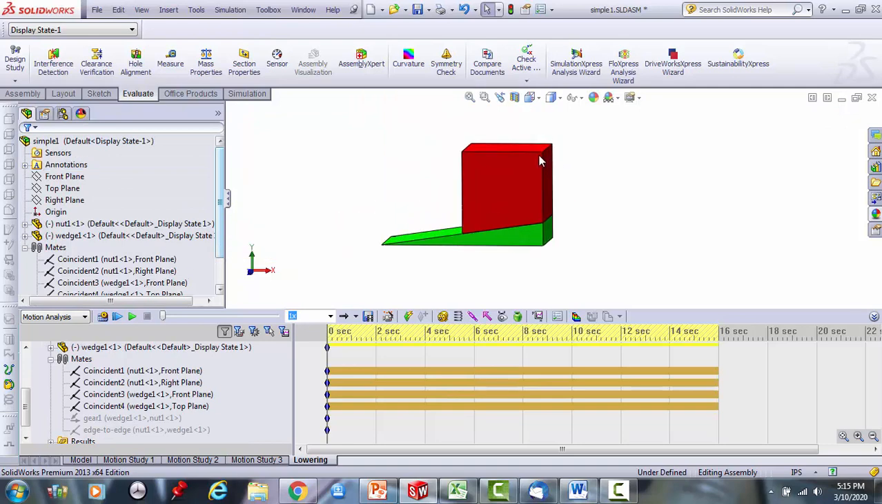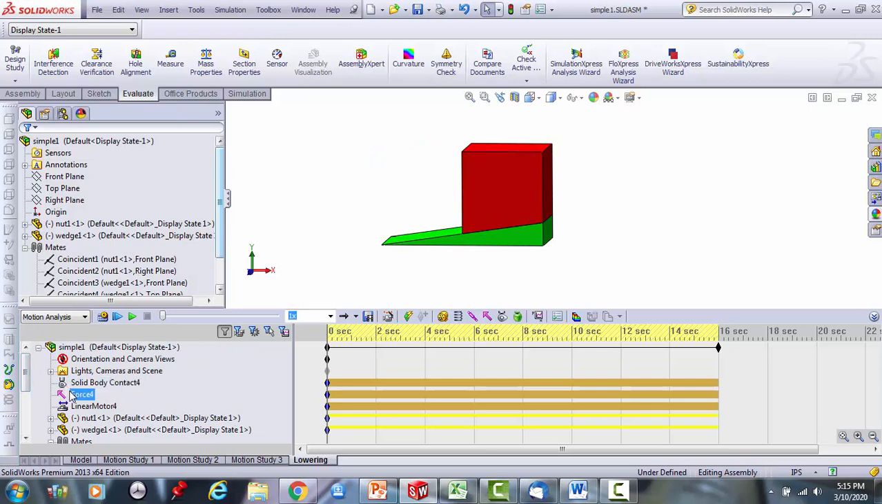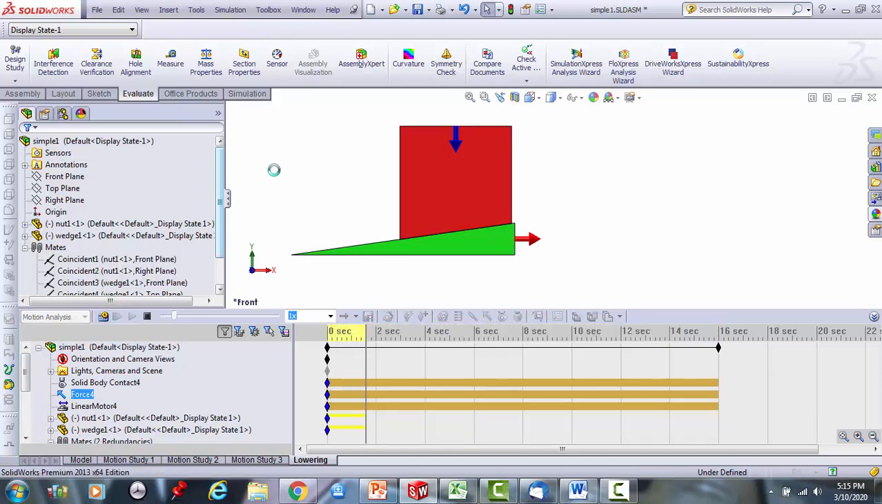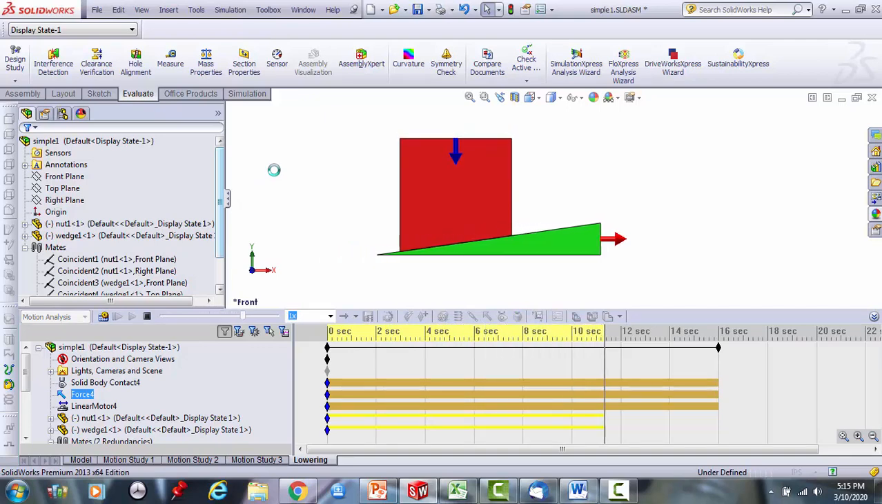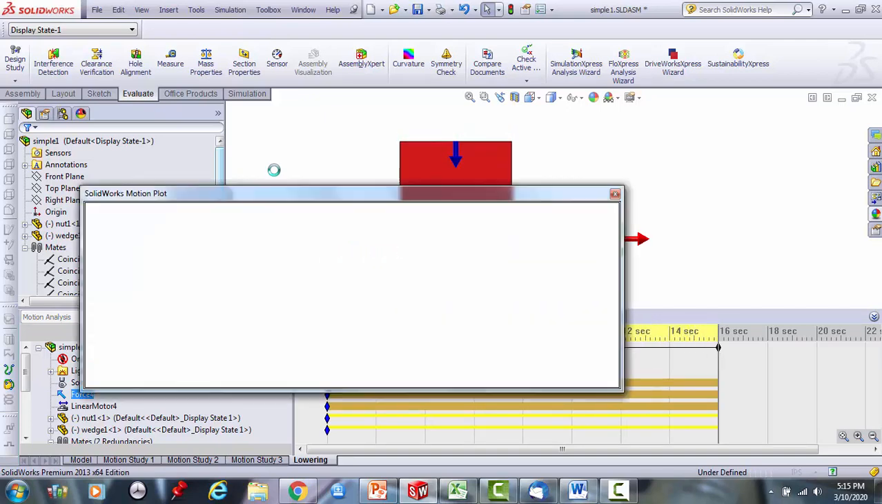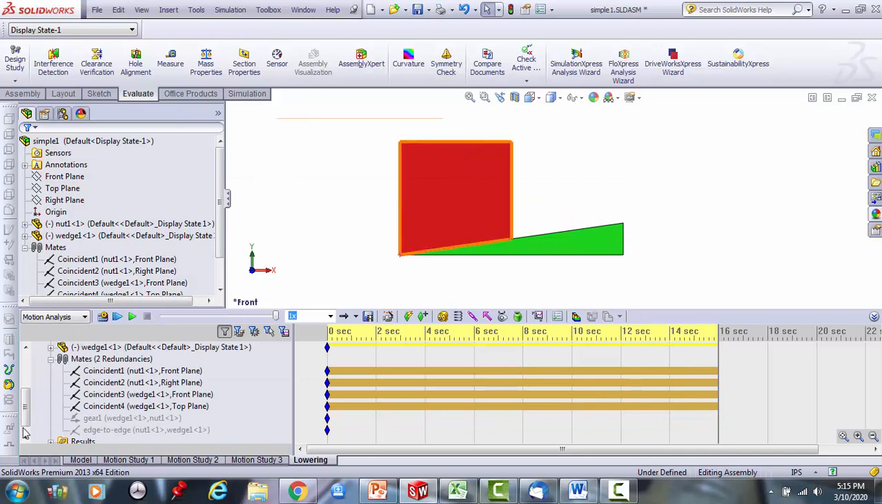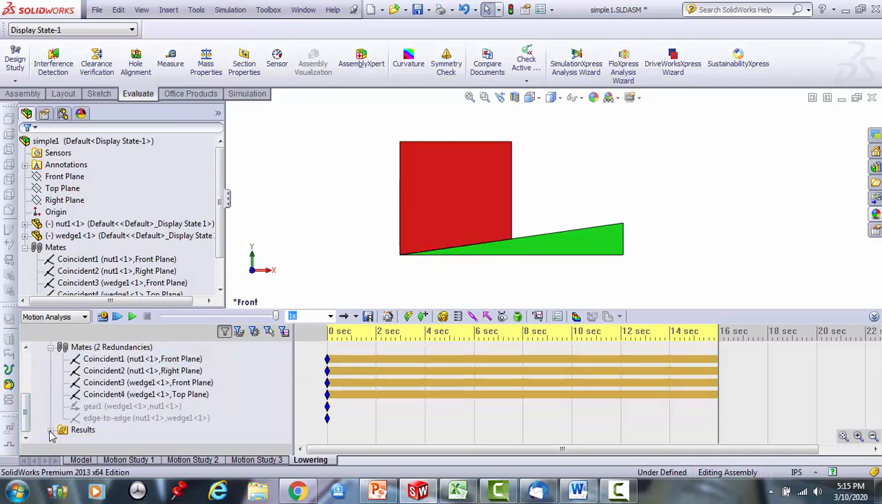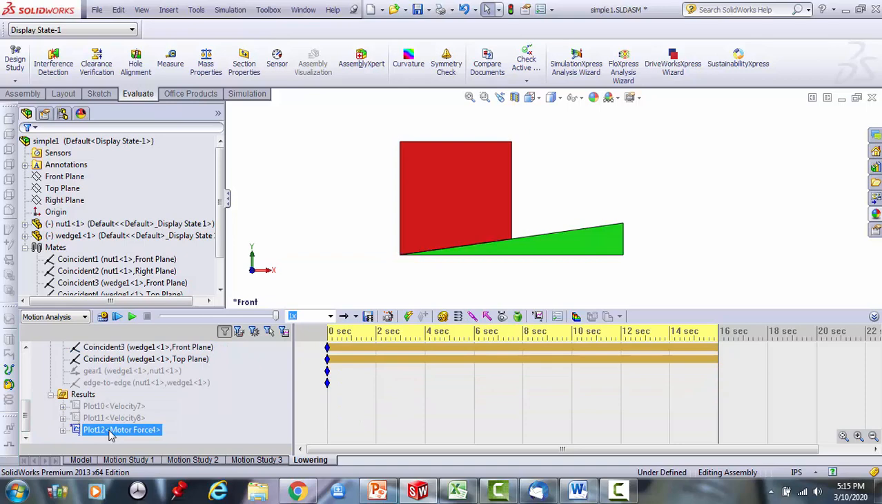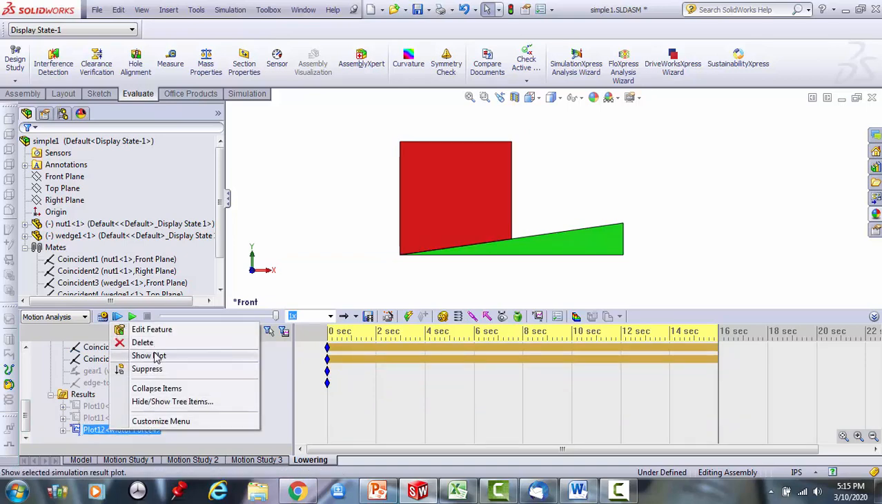Okay, and make sure my force is acting down. Yes, it is. So I think I'm ready here to try that first run. So let's see what happens. Okay, so the nut is falling. That looks good. Okay, so that looked okay. Let's go take a look at our motor force. Show plot.